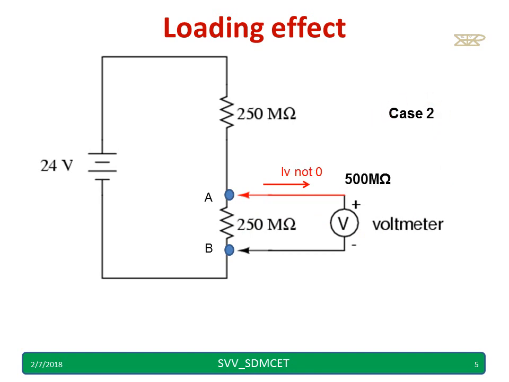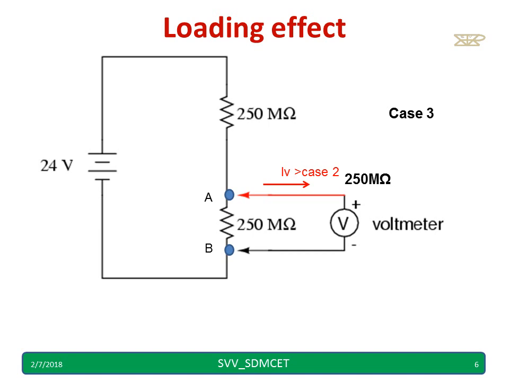Take case 2. There I have a 500 mega ohm voltmeter resistance. Now this IV will not be 0. In the previous case it was 0. When IV is not 0, no doubt this voltage will change because current is changing. Take a third case. Before that, the resistance becomes 166.66 mega ohm. When this 500 comes in parallel with a 250 mega ohm, because of that IV, the voltage between AB will become 9.59 volts instead of 12 volts.